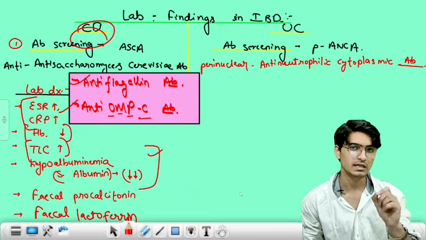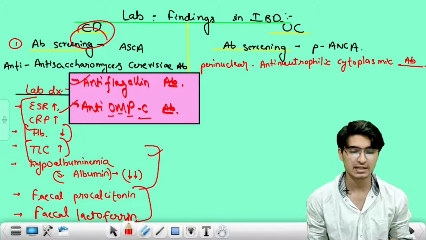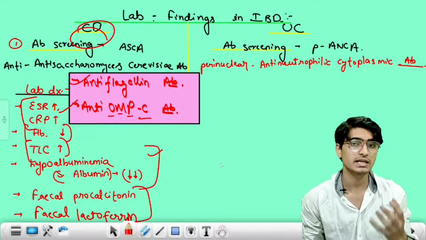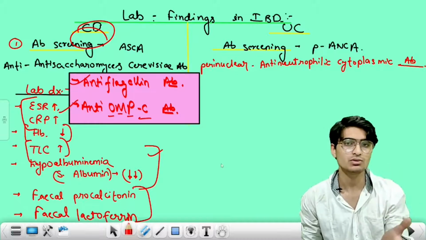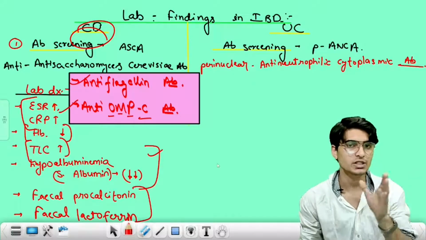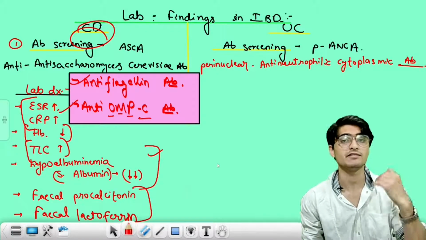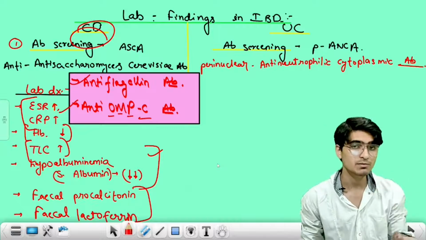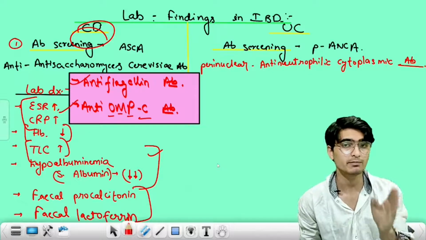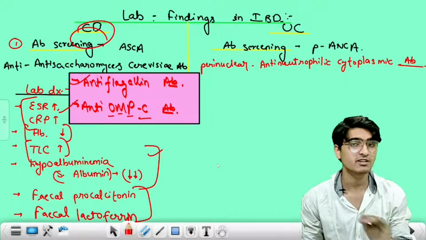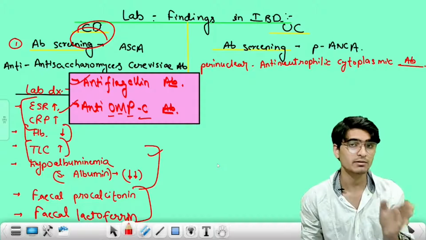And now we will discuss the fecal procalcitonin and the fecal lactoferrin. Since CD and UC both are inflammatory conditions, these markers are elevated in the case of IBD, and these markers are normal in the case of irritable bowel syndrome, since gut inflammation is not present in irritable bowel syndrome.